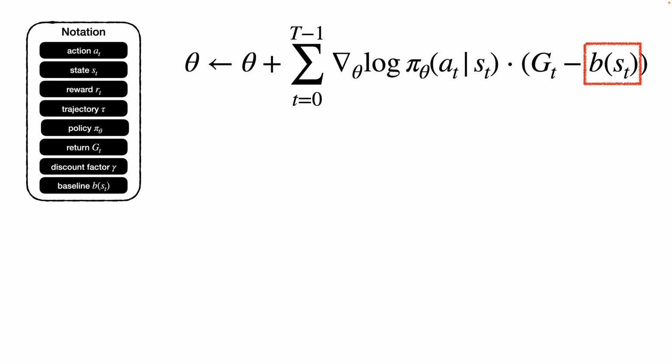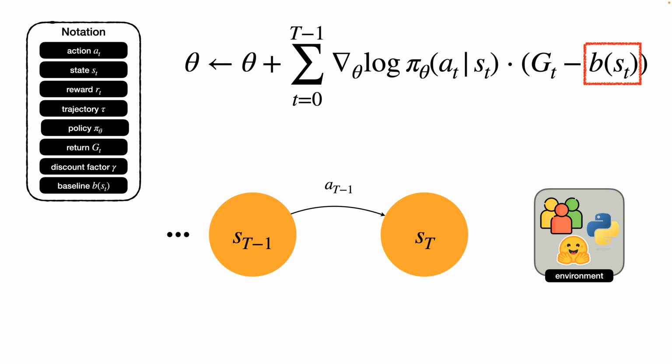So what's the baseline for? Well, let me put it this way. Let's say the agent's goal is to become the richest person on Earth, and say that it succeeds, hence it gets a positive reward. The question is, how good was the last action, AT minus 1? How much partial credit should we give it for the agent achieving this goal?